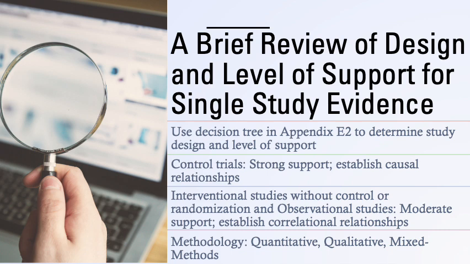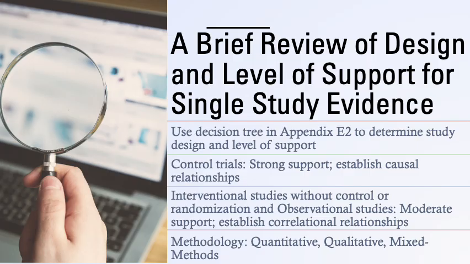All single study evidence should have a formal study design. The study design guides the level of support for decision making. We can use the decision tree in Section 1 of Appendix E2 from the Johns Hopkins Model and Guidelines 5th edition to help us determine the study design and level of support for decision making. The design is based on whether or not there was manipulation of an independent variable, and if so, if the study had both a control group and an intervention group.